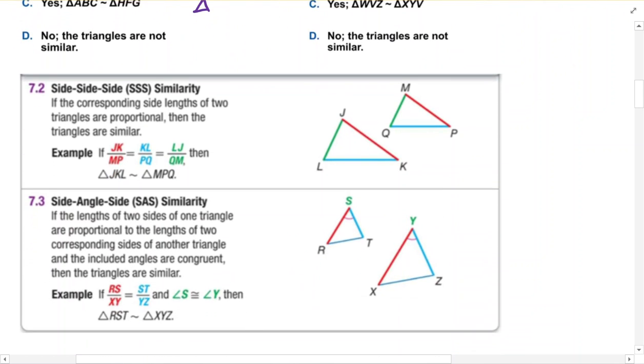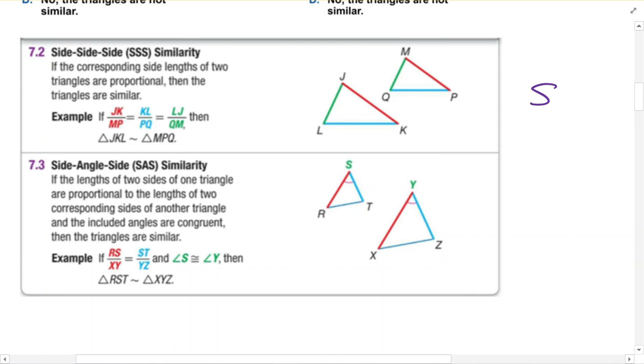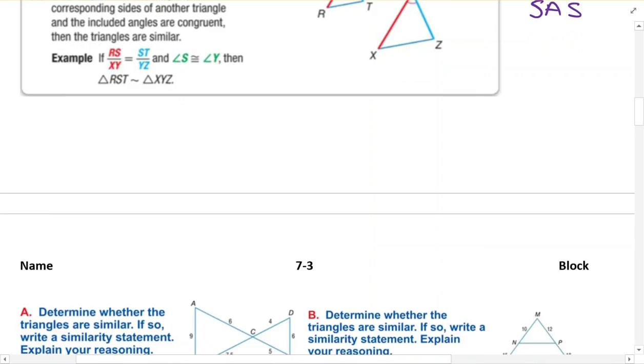The next shortcut we have is side, side, side. If I can show that all the sides have the same proportion, then they are similar. And the next one is very similar to what we have for congruence, side, angle, side. As long as I can show that two sides are proportional and the angle that's included between the two is congruent, we have that they're similar.